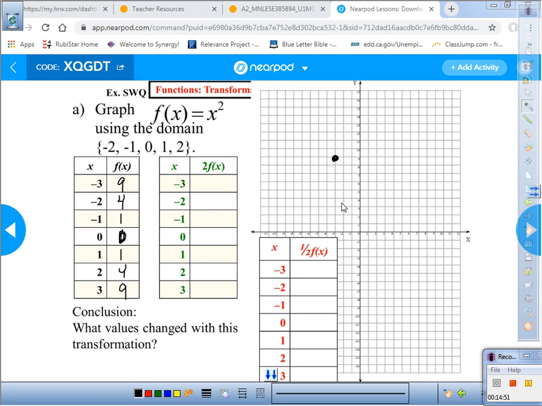Negative 2, 4, negative 2, 1, 2, 3, 4. Negative 1, 1, 0, 0, 1, 1, 2, 4, and 3, 9. And then your parabola. By the way, this is a quadratic function. Does it make a line? No, it's a what? It's a curve, right? Happy face. There it is.